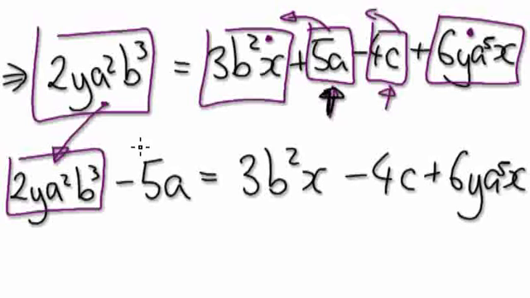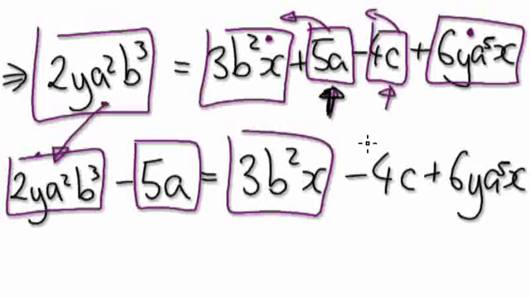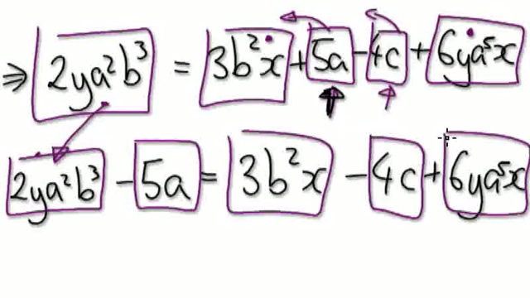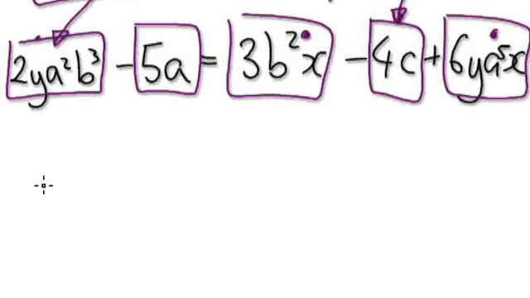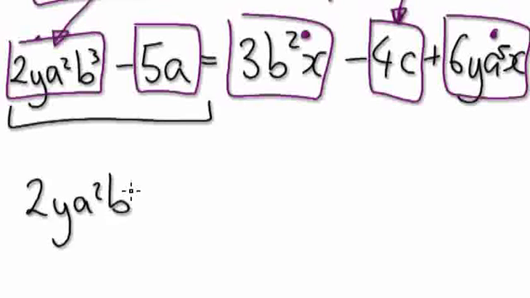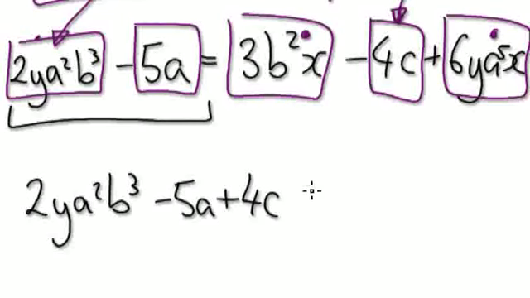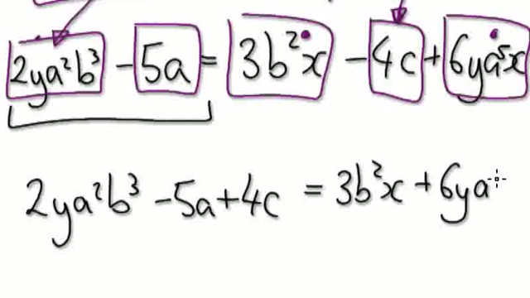Okay, so now we've got this block, take away this block equals this block, take away this block, plus this block here. Remember, x is in here and x is in here. So let's get rid of this now. So add 4c to both sides. So it will be, take the whole lot down first. So it will be 2ya squared b to the power 3, take away 5a, and then add 4c. And then on the right hand side, it's just this thing here, plus 6y a 5 x.